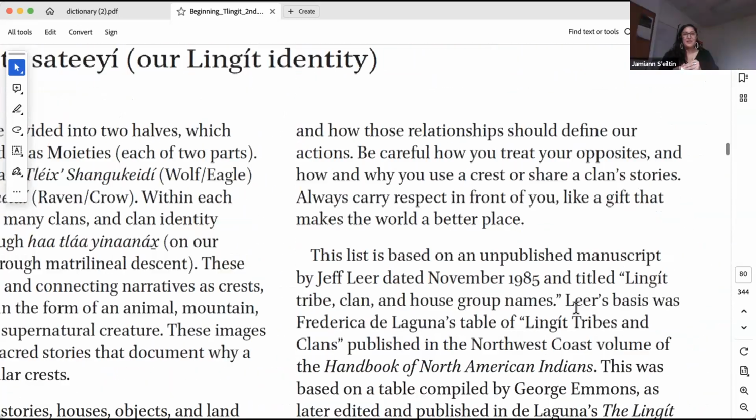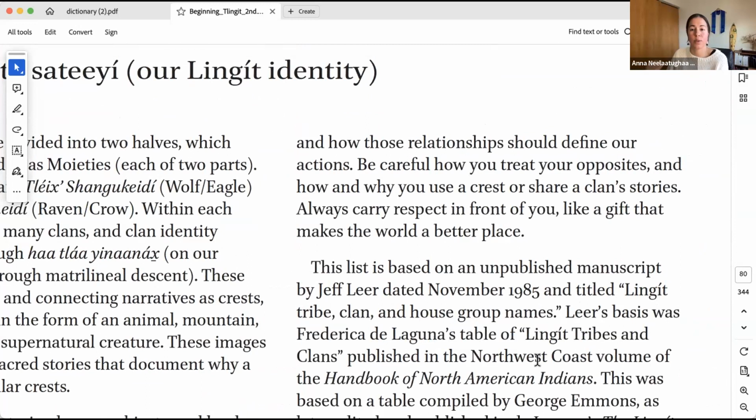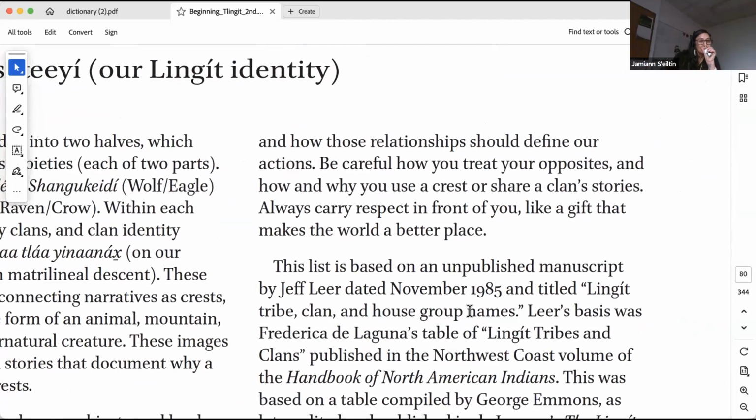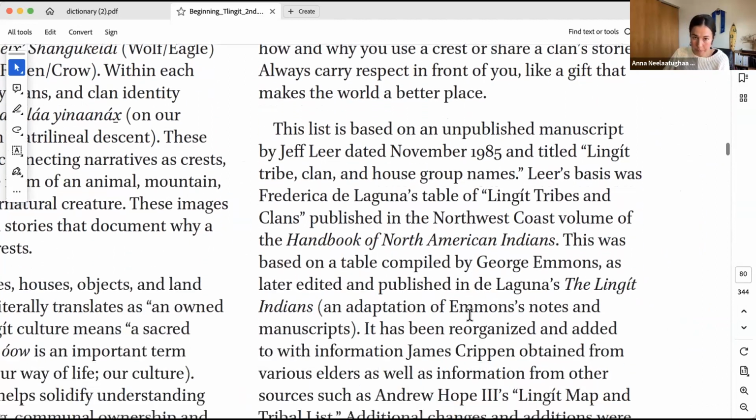I love that part. And how those relationships should define our actions. Be careful how you treat your opposites and how and why you use a crest or share a clan's stories. Always carry respect in front of you, like a gift that makes the world a better place.